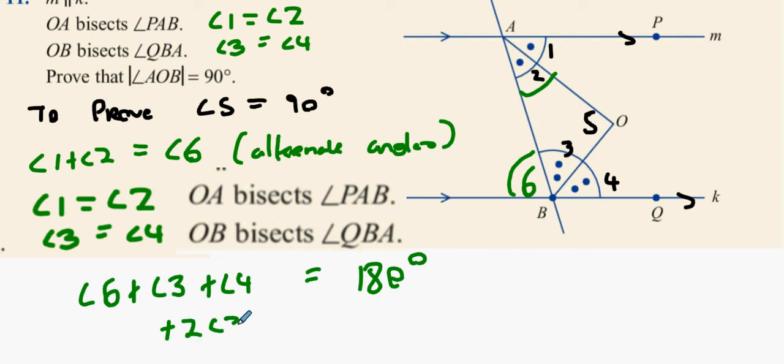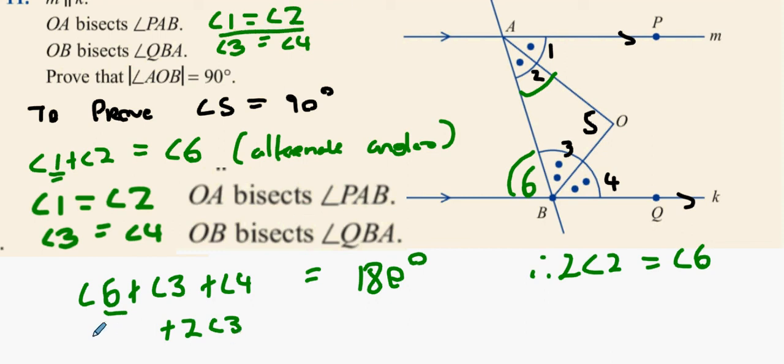Now angle 3 is the same as angle 4. So that's going to be 2 times angle 3. And angle 6, as we discussed earlier, is the same as 2 times angle 2, because remember we said that earlier. Did I copy and paste that over? Because angle 1 equals angle 2. So we could also say 2 times angle 2 equals angle 6. Remember, we're just replacing angle 1 with angle 2 from up here. So then we can say 2 times angle 2 plus 2 times angle 3 equals 180 degrees. And the reason for that is a straight angle.